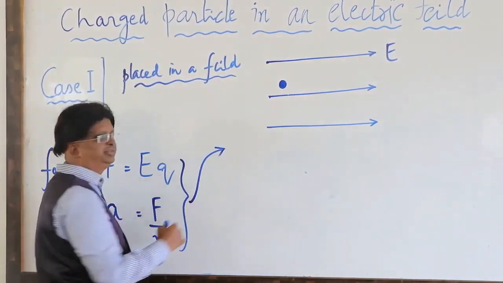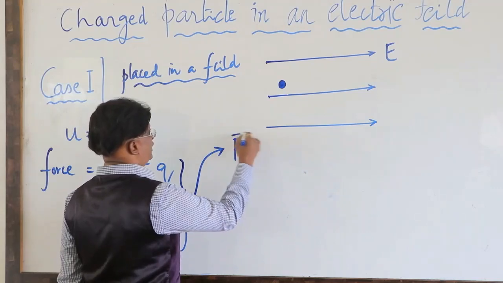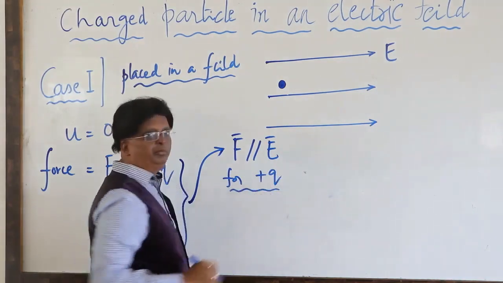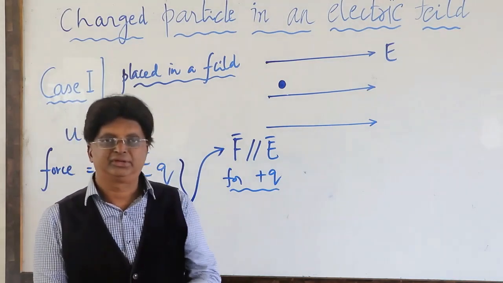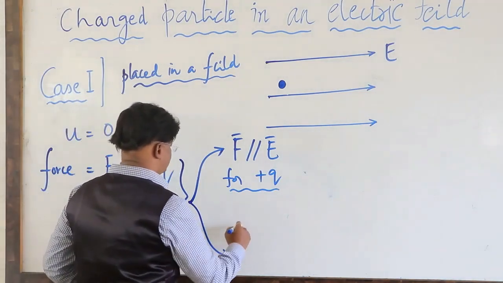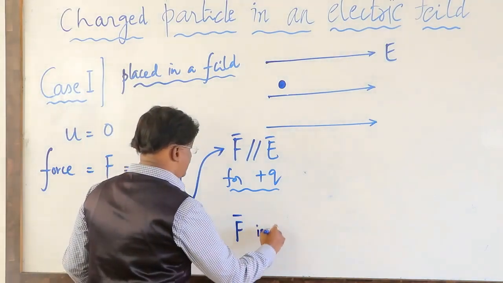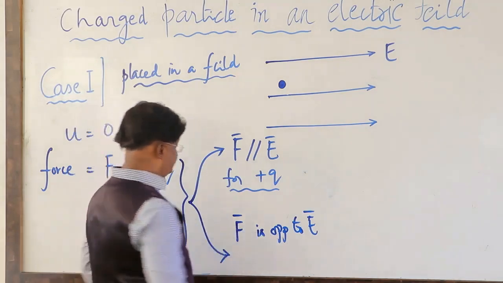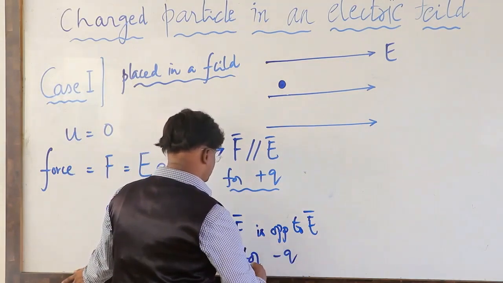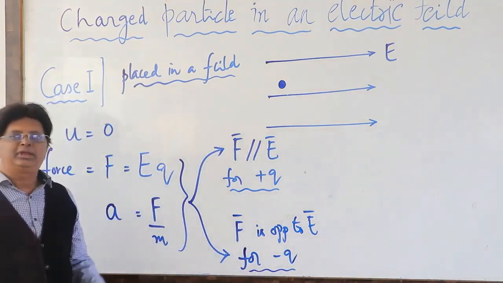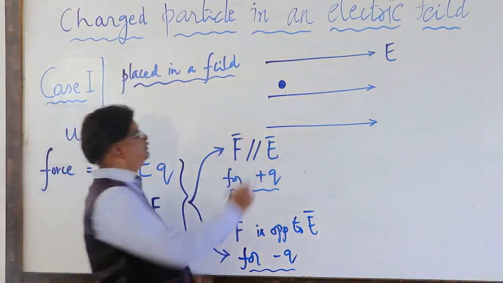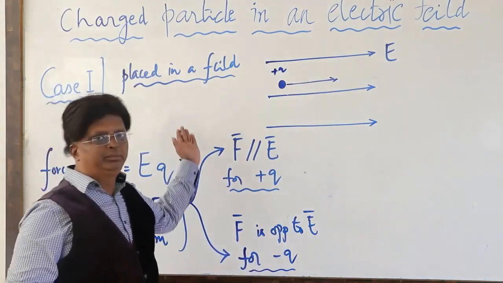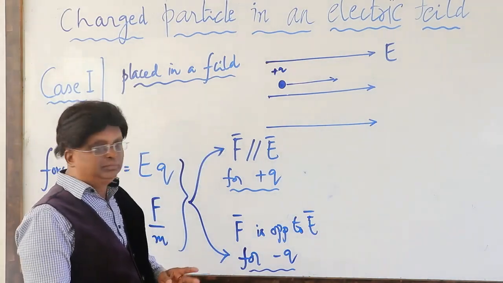Here comes an all-important thing that I have mentioned now. F is parallel to E for a positive charge. For a positive charge, force and acceleration are along the field. Now F is opposite to E, they are anti-parallel. Remember, I said F is parallel and F is anti-parallel. This is for minus Q, a negative charge, which experiences force and accelerates opposite to the direction of the field. Therefore, if you place a positive charge here, it accelerates in this direction. A negative charge will move in the direction opposite to the field. This is an important thing.